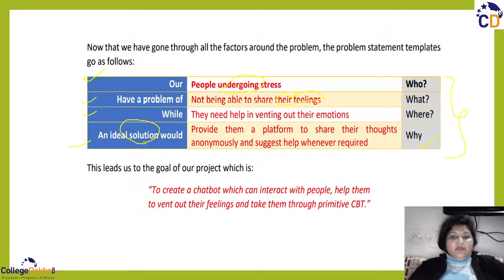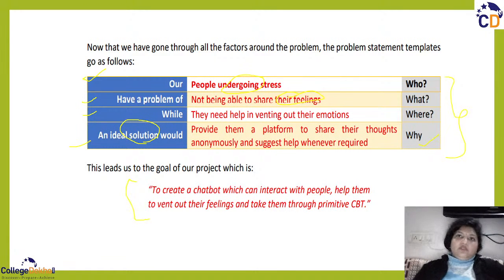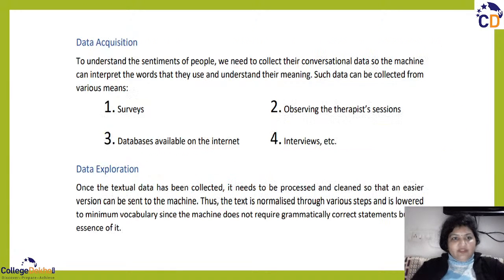The motive, the objective, the goal of this case study would be to create a chatbot which can interact with people, help them vent out their feelings, thoughts, or emotions, and take them through primitive CBT. So I told you, we are going to create a chatbot after analyzing all these steps, and then check whether it is helpful for the patient or not.